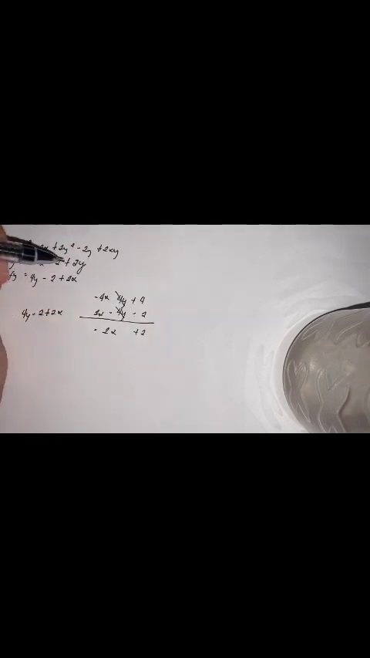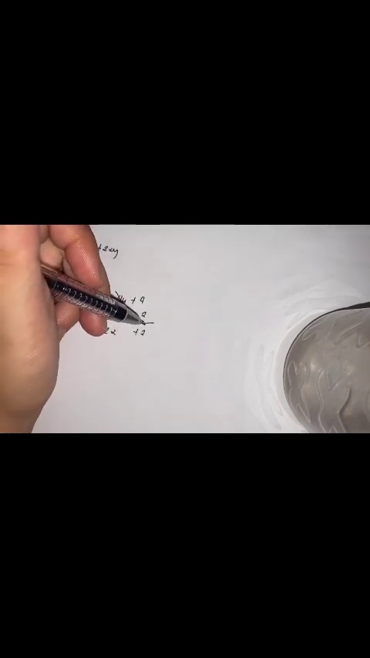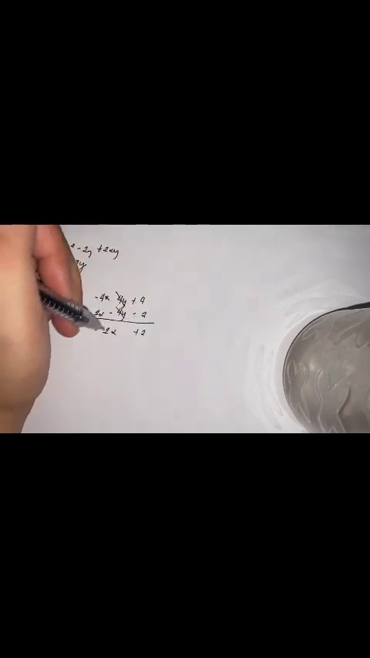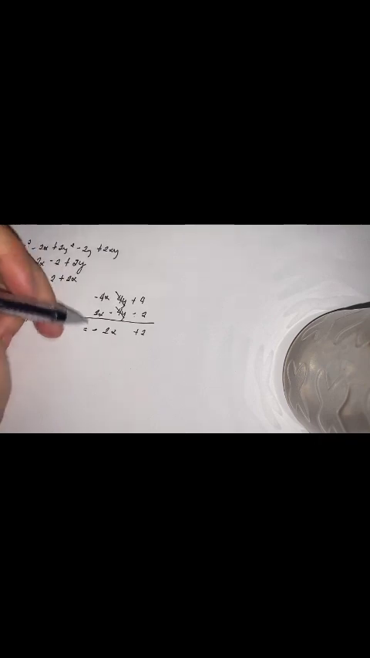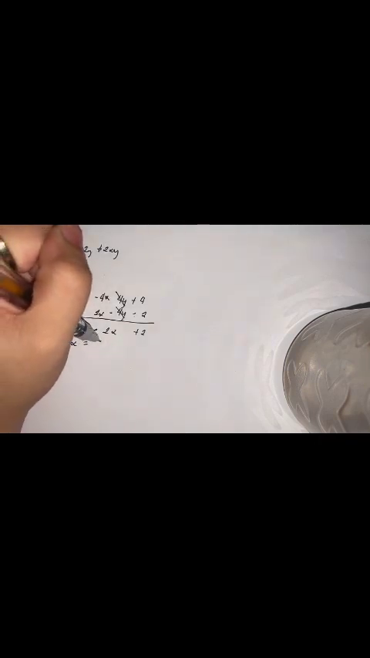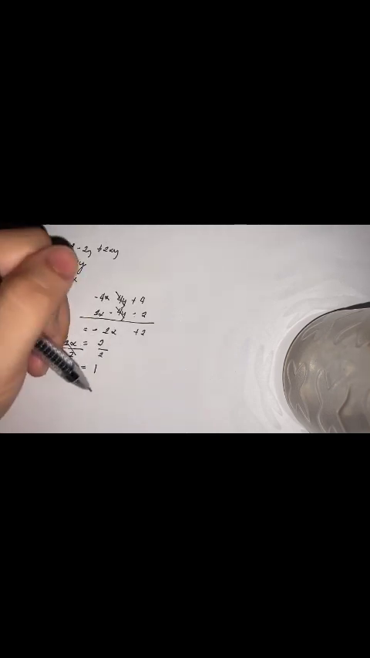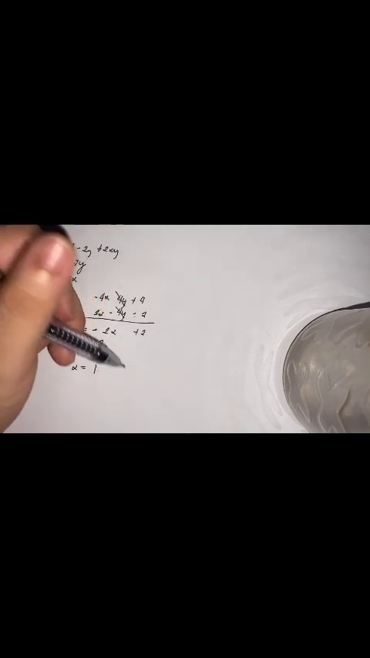Now, to get the x value of our critical point, I'm going to transfer our negative 2x over here. So it's going to be positive 2x equals positive 2. Then we're going to divide that by 2. This will get cancelled. So x equals 1 since 2 over 2 is 1.